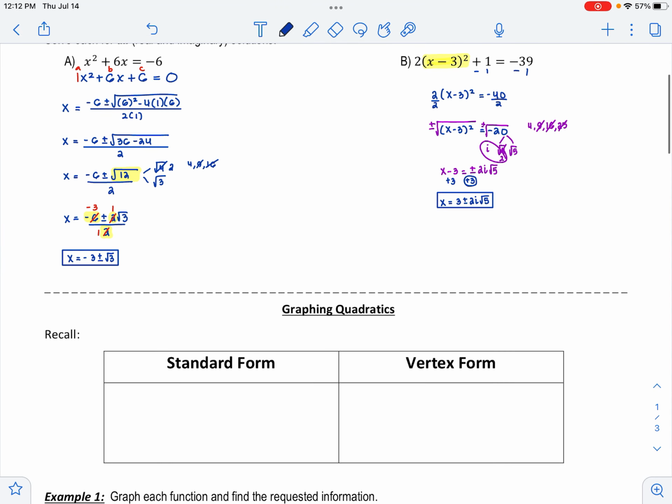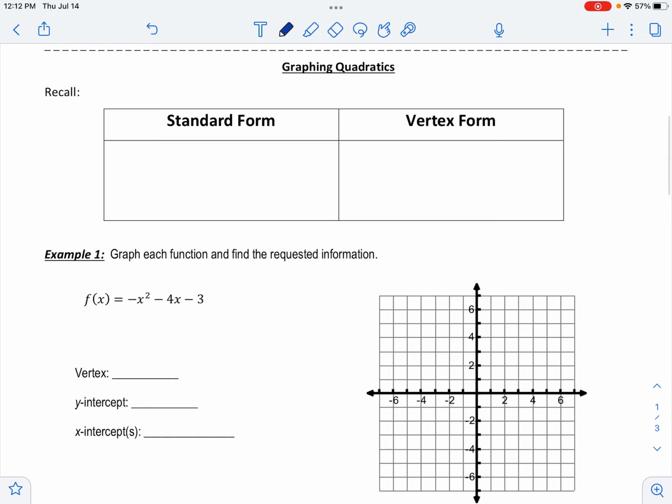Okay. All right, so let's move on to the material we haven't covered yet. But once again, this is all review material. And we're going to do graphing quadratics. So we're going to graph quadratics in 2 of the forms. We have standard form and we have vertex form. There's also intercept form, which we're not going to cover today, but it just means factor it and then graph it. Standard form is y equals ax squared plus bx plus c. And vertex form is y equals a times x minus h squared plus k.